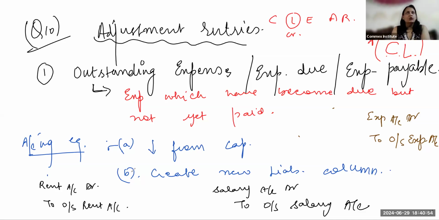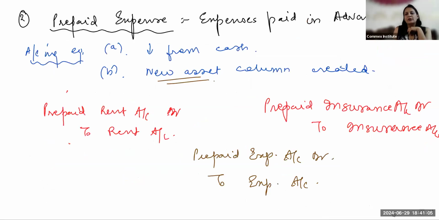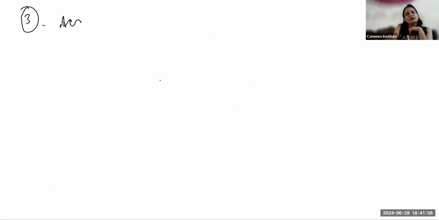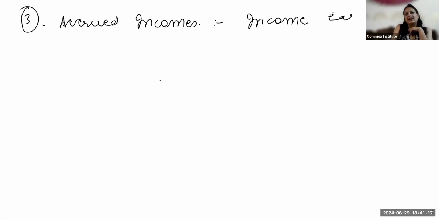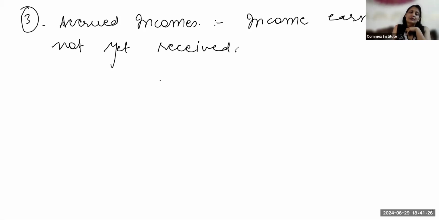See, all these entries, your outstanding expenses, prepaid expenses, accrued income, and unearned income, go by their accounting equation treatment only, like whether a new asset column or new liability column is to be created accordingly. Now the third one is your accrued income. We are talking about incomes, right? Accrued income is income earned but not yet received. I have done my part, but I have not received the income, so I will receive it later. So it is a current asset for me. Asset will be debited, we know that. So the entry would be accrued income account debit to income account.